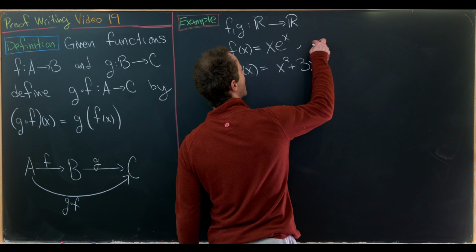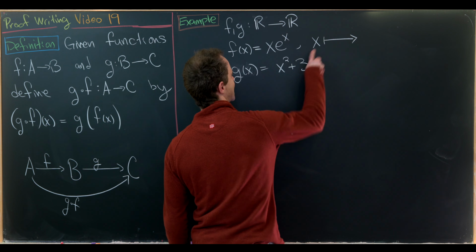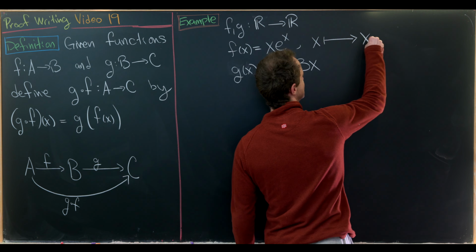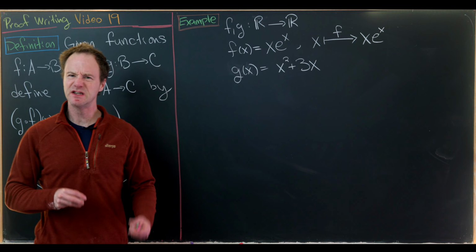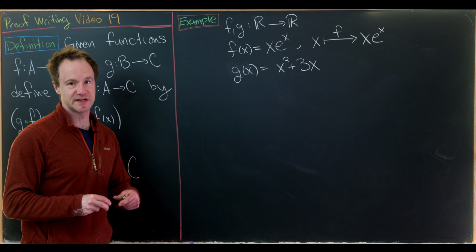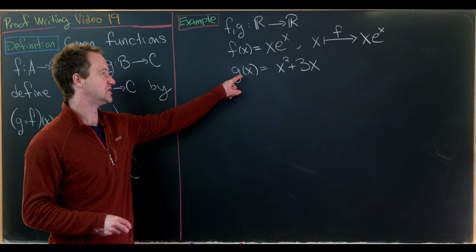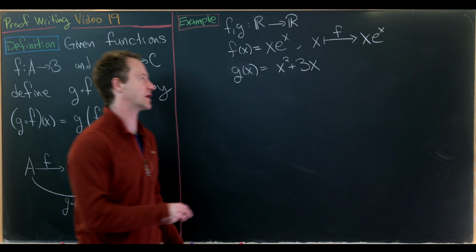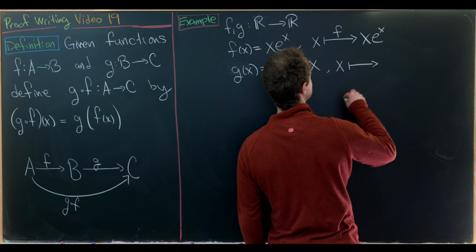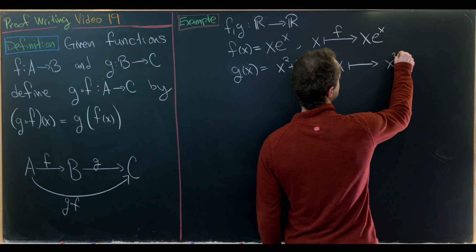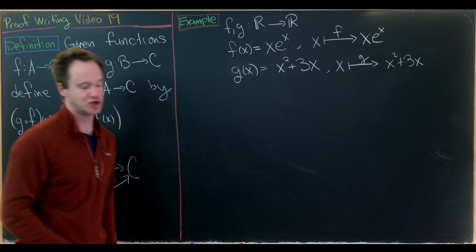So let's notice that under the notation that we used last time, that would be equivalent to writing it as x gets mapped to x e to the x, and we could put an f up here, just to be familiar with all of the different notations of how to describe assignment. And then g takes x to x squared plus 3x. So we could write that as x gets sent to x squared plus 3x via the function g.